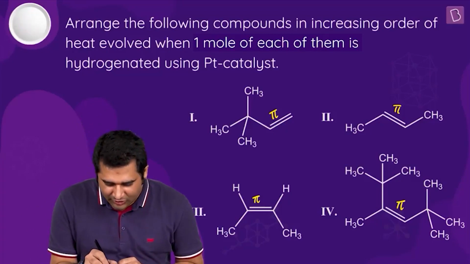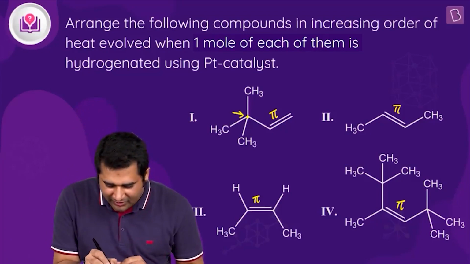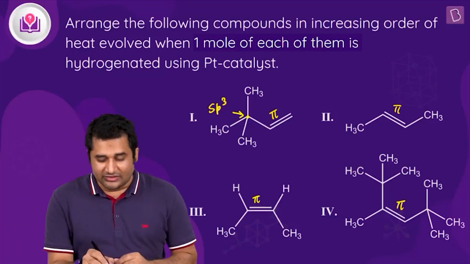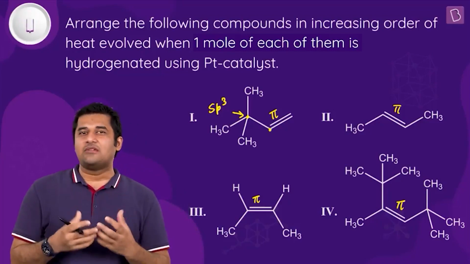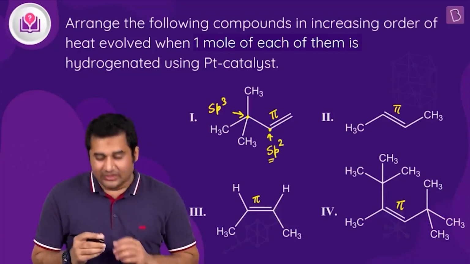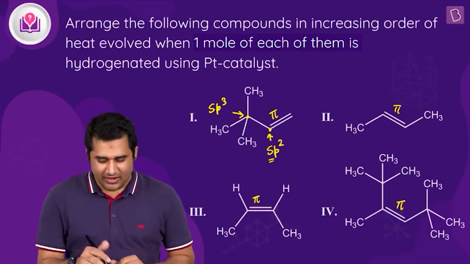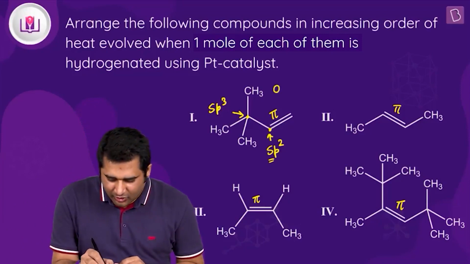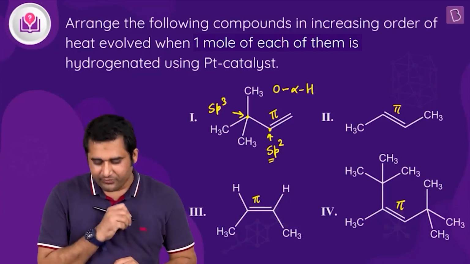Now here you can see in molecule 1, this carbon is sp3 hybridized and it carries no alpha hydrogens, isn't it? Because this is the alpha carbon, the carbon which is directly attached to the sp2 carbon of the pi bond. And here you can see on the alpha carbon we have no hydrogens. That means in the first compound we have 0 alpha hydrogens.